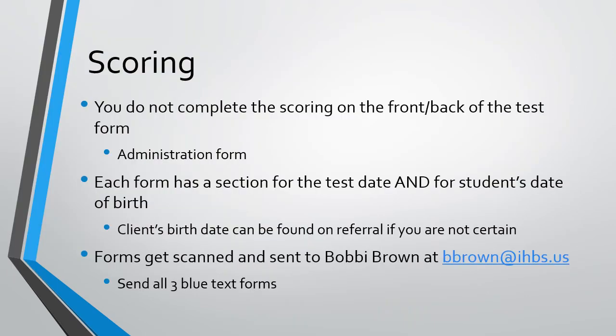When it comes to scoring the test, you will not need to complete the scoring on either the front or the back of the administration form. You will, however, add up the total of the correct responses and write them in your blue administration form. You can circle the correct responses and mark out the incorrect ones. This can help you keep track of the score later.